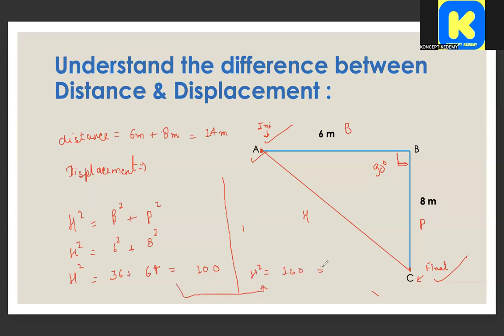So now h is equal to under root 100, or square root of 100, and we know that the value of square root of 100 is 10. So the value of h is 10 meters. That means the displacement is 10 meters. So the distance is 14 meters and the displacement is 10 meters.